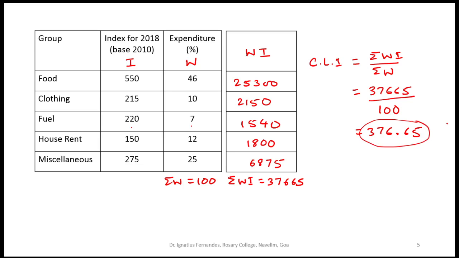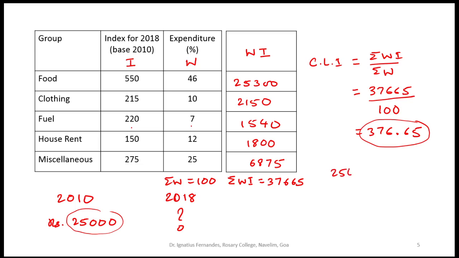Now what does this mean? If I go as per the question, what is given to us is that in 2010 the income is 25,000. Based on this, I want to find out what should be the income in 2018, so that I maintain the same standard of living in 2018 as in 2010. That is where this cost of living index comes into the picture. What I have to do is multiply this 25,000 by the cost of living index.